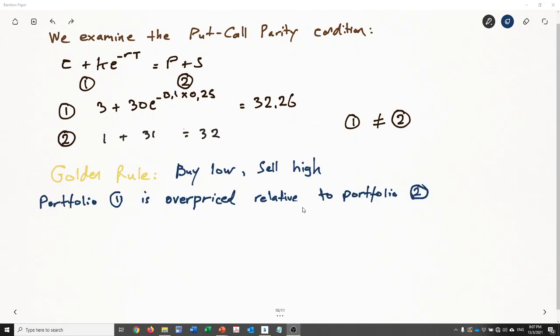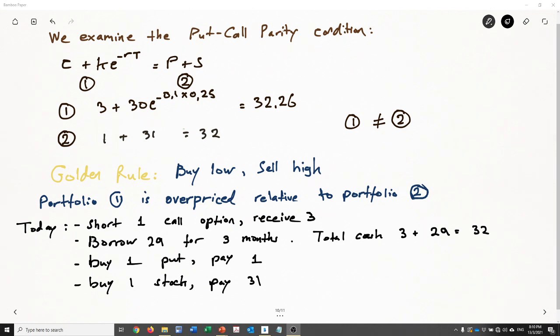Whenever we face an arbitrage opportunity, again we apply the golden rule, which is buy low and sell high. In our case here, which portfolio has a low price and which portfolio has a high price? Number 2 has a low price, or is underpriced relative to 1, and number 1 is overpriced relative to 2. So what should we do today?